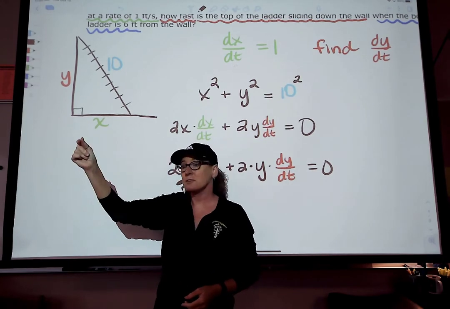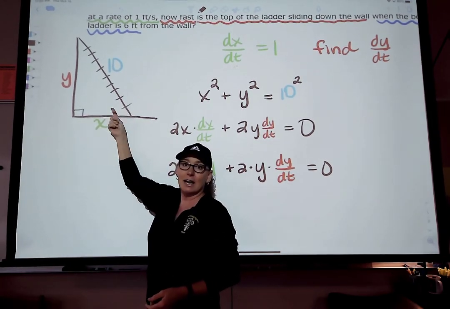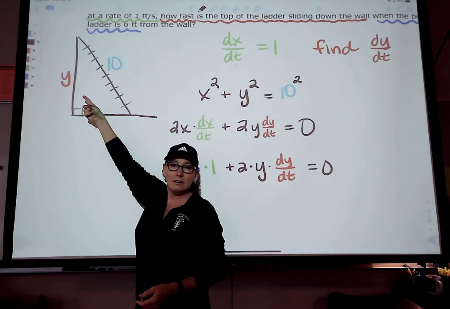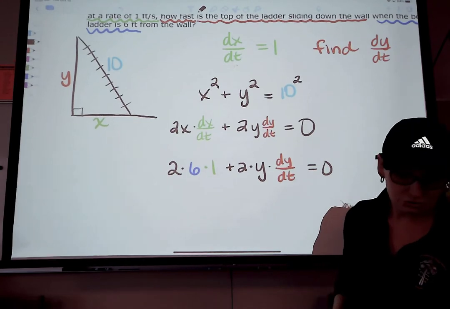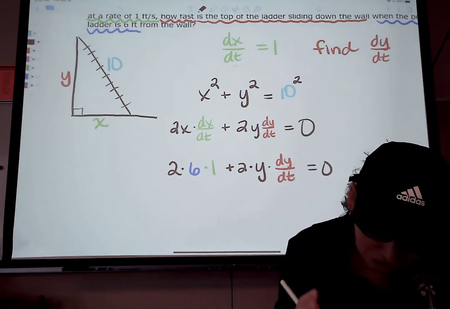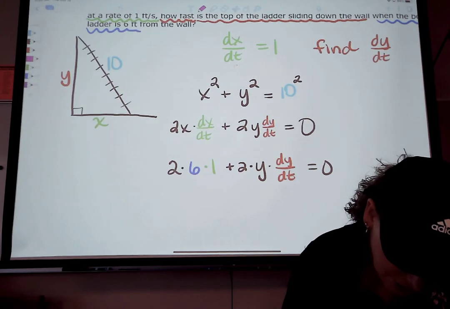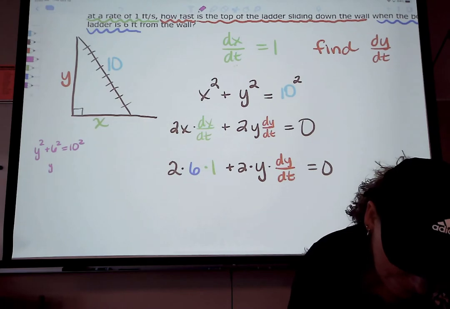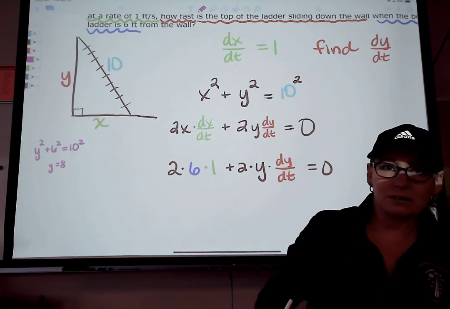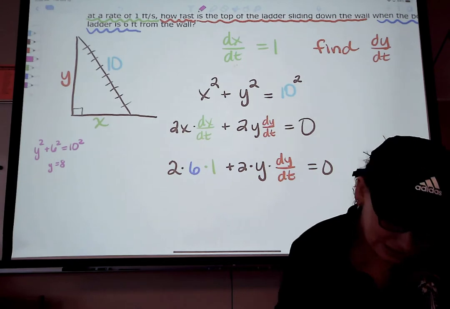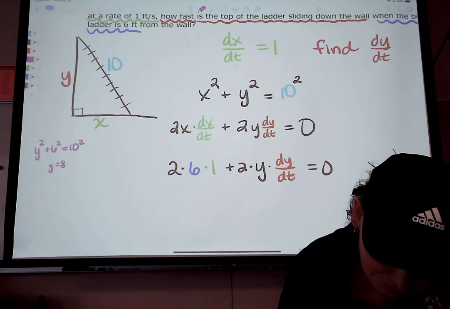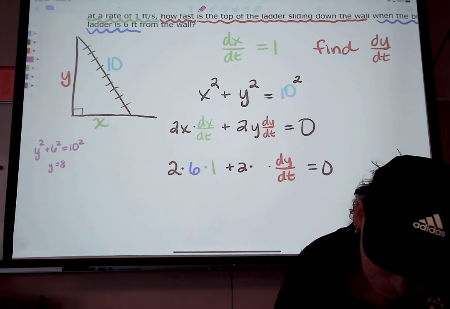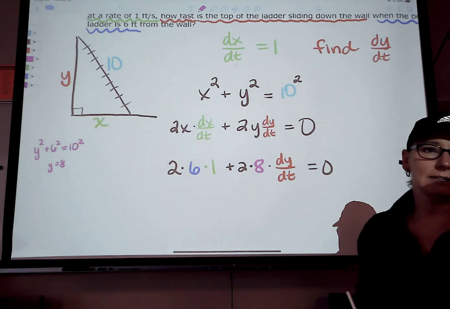Well, when we stopped the ladder at 6 feet, how high up was it? Most of you know, just off the top of your head, that's a Pythagorean triple. If you don't have that memorized, you can do y squared plus 6 squared equals 10 squared. Turns out at that moment, y was 8.